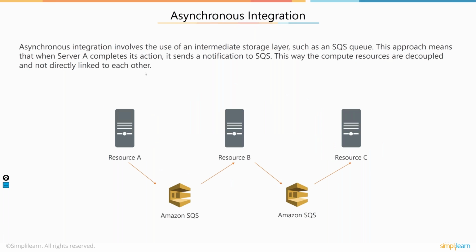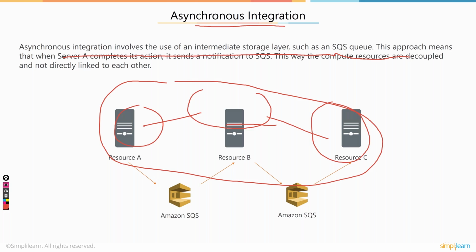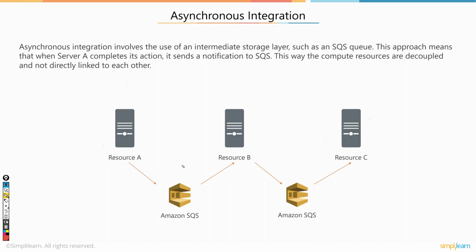Also, you can have asynchronous integration. What it is, it involves the use of intermediate storage layers, such as SQS, in order to make sure that the servers do not get overwhelmed with requests. You push all the requests to SQS, which is a queue sitting on this particular layer, and the queue can scale and grow as far as it can.